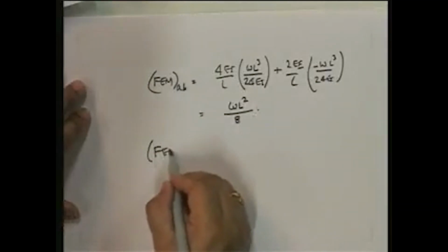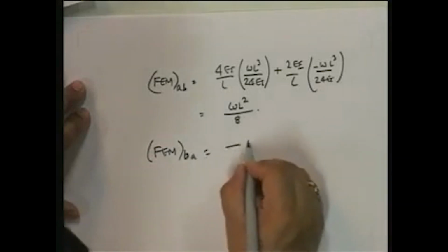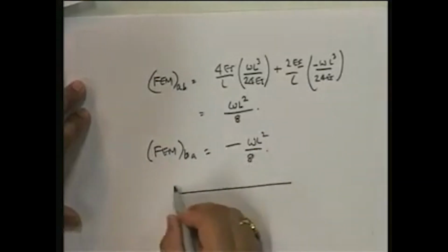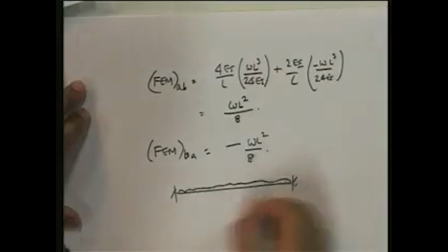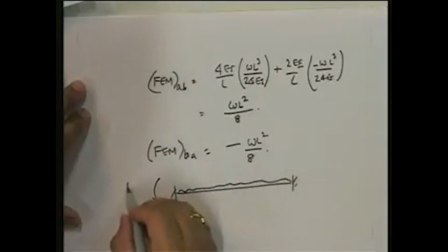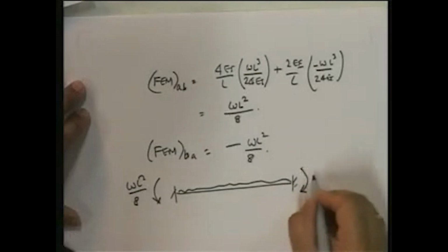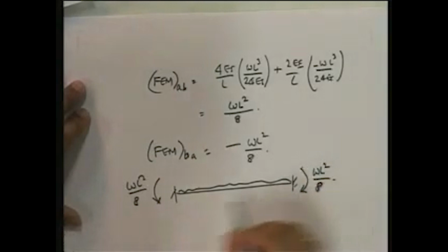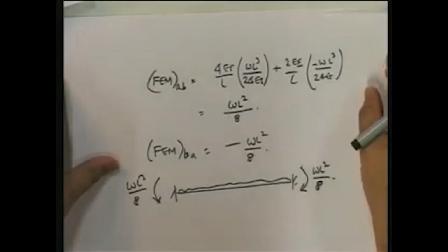Similarly, when you find the fixed end moment at BA, you will find it is equal to WL squared by 8. What does that mean? That means that under this loading, the FEM over here is going to be WL squared by 8, and this is going to be clockwise WL squared upon 8. Check, you will see that this is indeed what is given in the handbook.